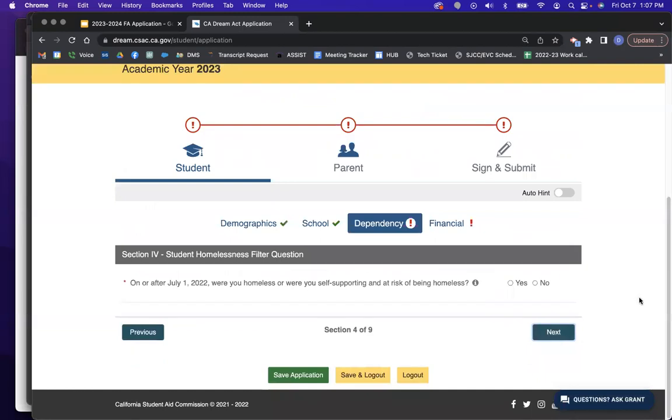And then the next one is about homelessness. So if you were homeless or were you self-supporting and at risk of being homeless at any point, this is pretty similar. If this was your situation, you're going to click yes, and there may be a possibility for you to be qualified for additional support. Okay.